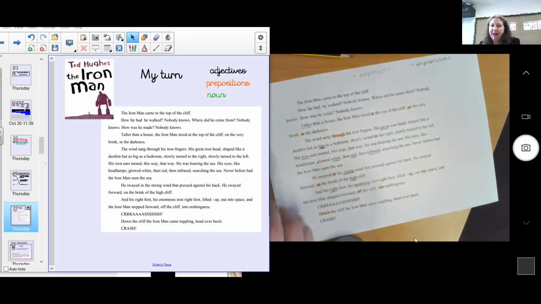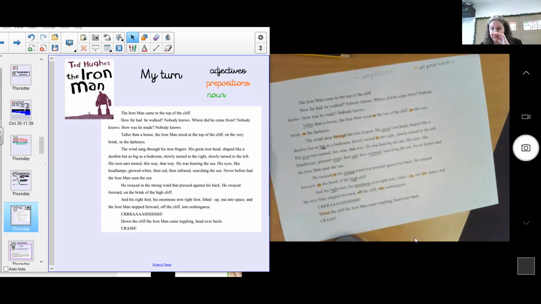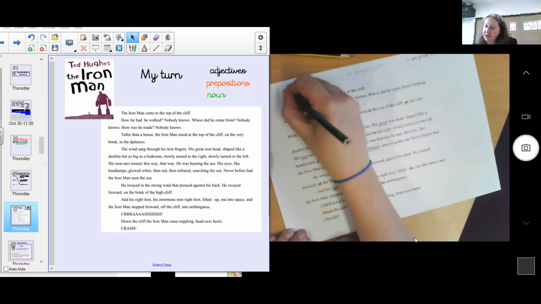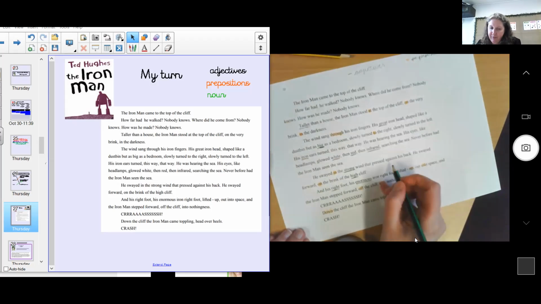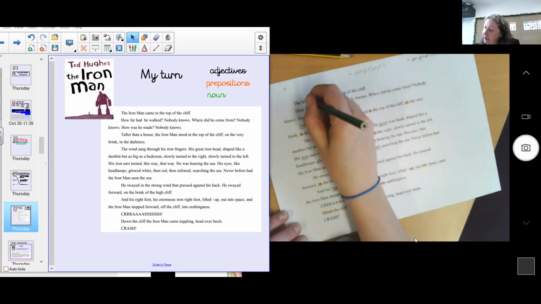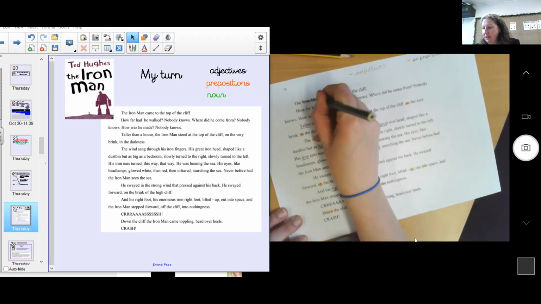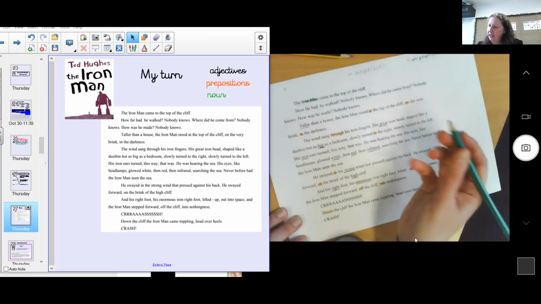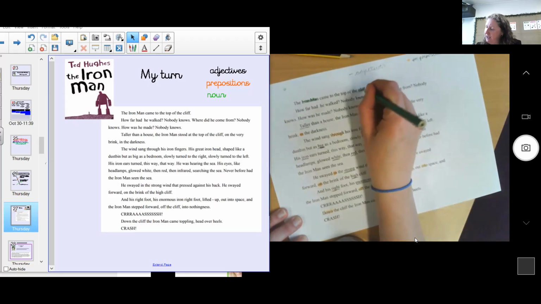Okay, so now I'm going to have a look at those nouns. I know that a noun is a person, place, or a thing. So I've got Iron Man is the person in this. He's the man, the Iron Man. Came to the top of the cliff. The cliff is the place.